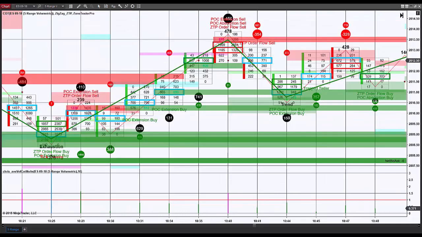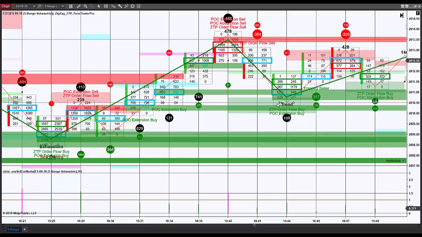In looking at the start of the accumulation, we see here that ZoneTraderPro indicated a POC extension and absorption trade, which took us down into a ZoneTraderPro trend trade, at which time we again created a POC extension zone, and this was in a normal trend trade pattern.